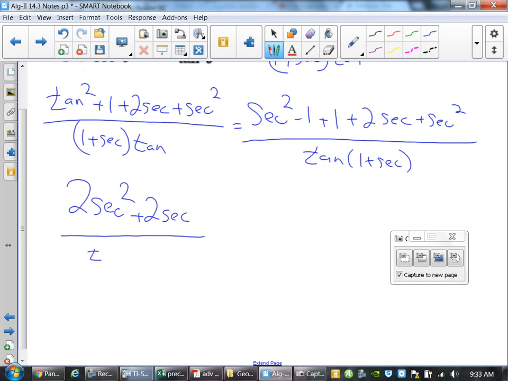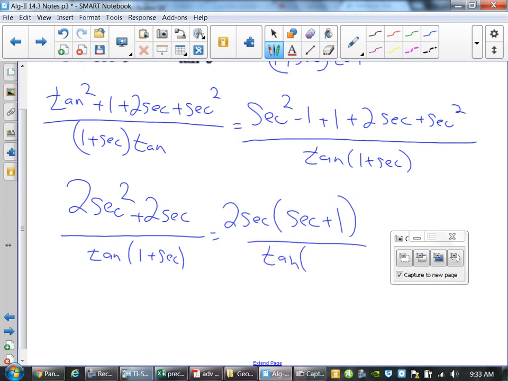If I combine all my like terms, then you get the 2 secant squared and a 2 secant over the tangent times 1 plus secant, which is leading you to the GCF, taking out a 2 secant. So secant is 1. Secant plus 1, 1 plus secant means the same thing. Those drop.